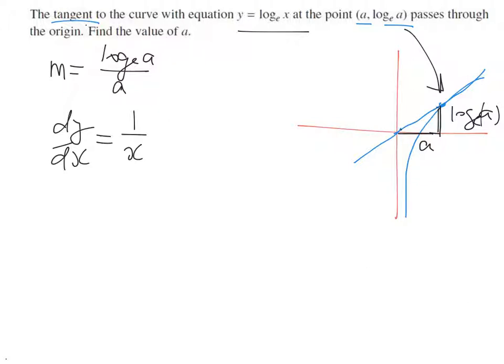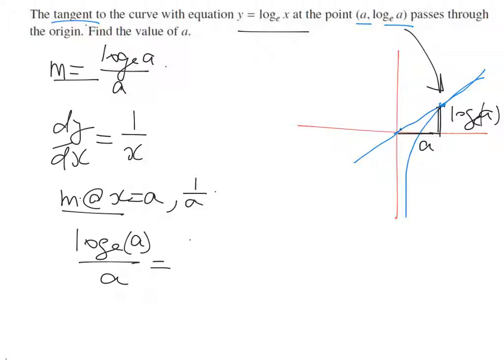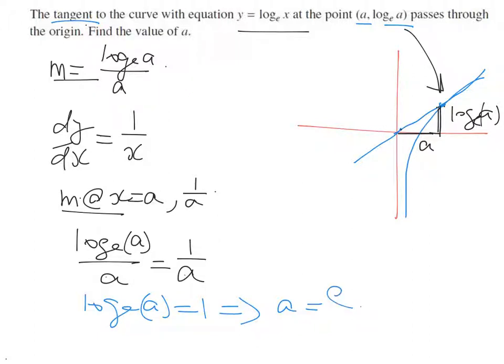So now, at this point a, the gradient at x equals a becomes 1 over a. That's just what it is. So now we've got one gradient, and we've got the same gradient, so we can let these equal each other. Log to the base e of a over a equals 1 over a. Given that a is equivalent to a, that means log to the base e of a has got to equal 1. So from there, a equals e.